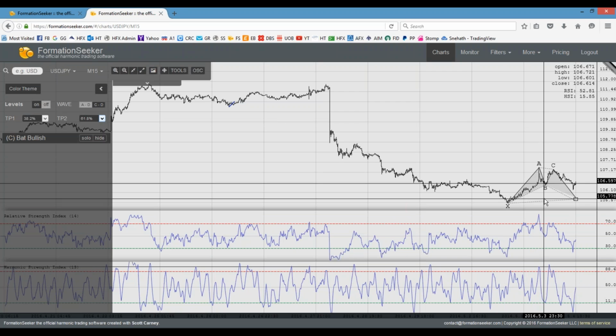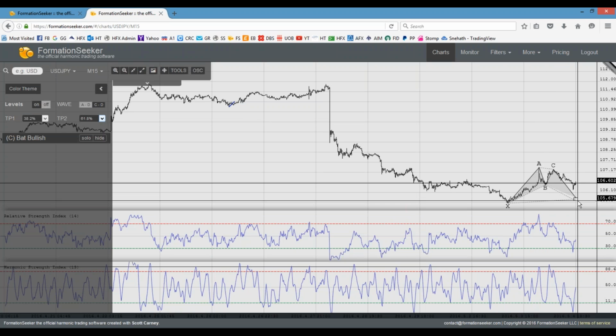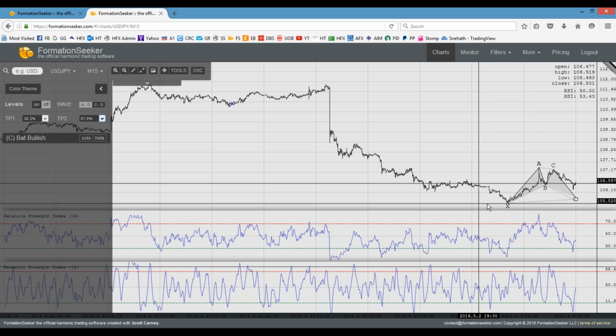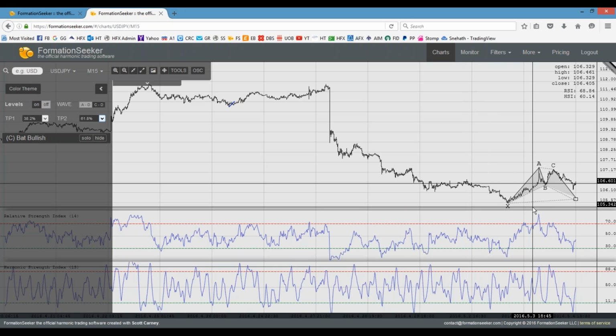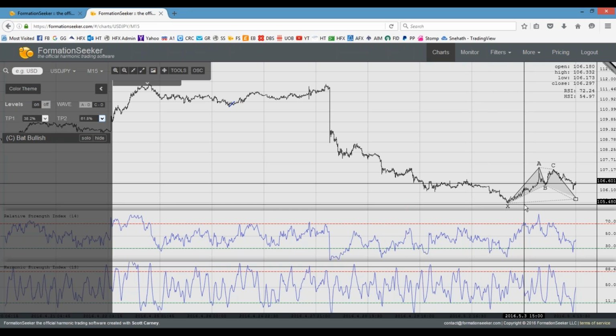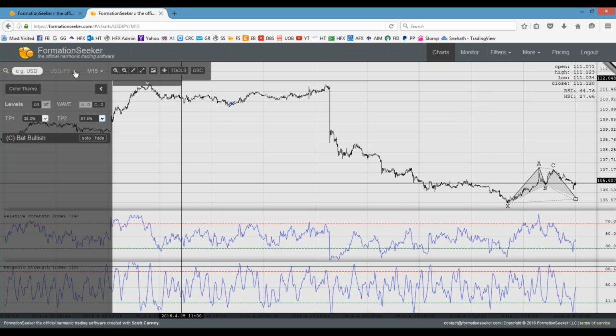There is a long position at around here, which might be interesting, but I won't take this until next week, until this low has been confirmed as the weekly low for this week. Okay, let me switch over to pound.